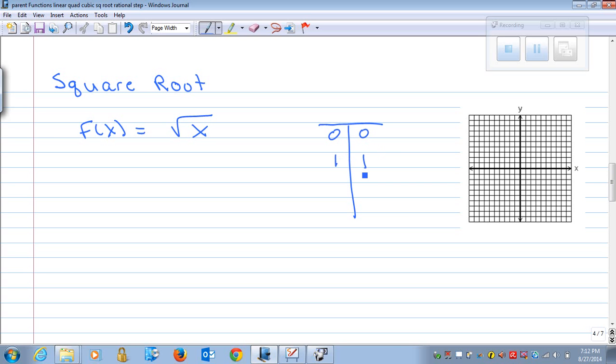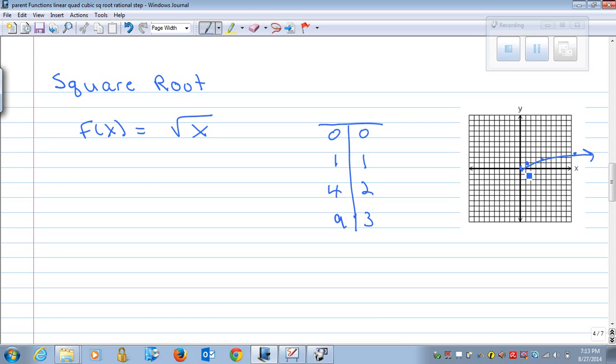I'm going to be really careful in the numbers I choose for my table. I would pick 4 because the square root of 4 would be 2, and then I would pick 9 because the square root of 9 would be 3. So there's our t-table. To sketch our graph, we would be at (0, 0), and then we would be at (1, 1), and (4, 2), and at 9, which would be way up here off the graph, at 3. And our graph would look something like that.